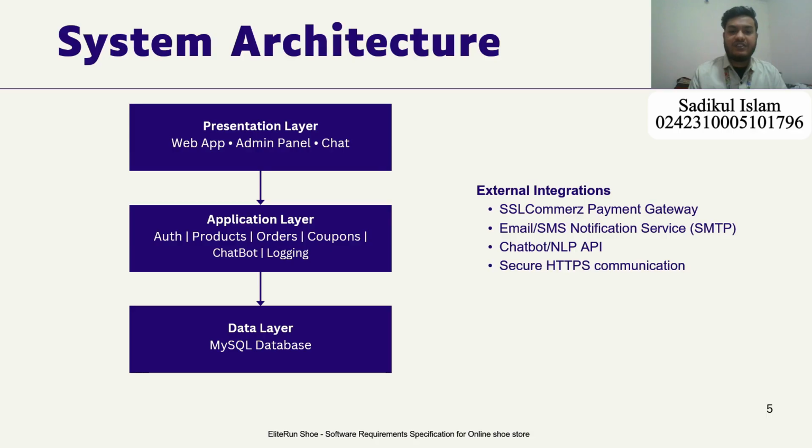Then the system architecture. This slide explains the system architecture and the external services. Our system uses the SSL Commerce payment gateway to ensure secure and reliable online transactions. It also uses email and SMS notification service through SMTP so that customers can receive order confirmations and updates instantly. Additionally, a chatbot and NLP API is included to provide automated support to customers. The entire system uses three layers: presentation layer, application layer, and data layer.